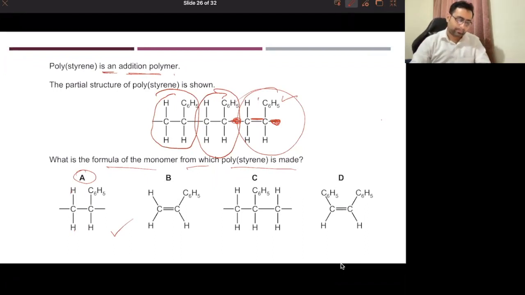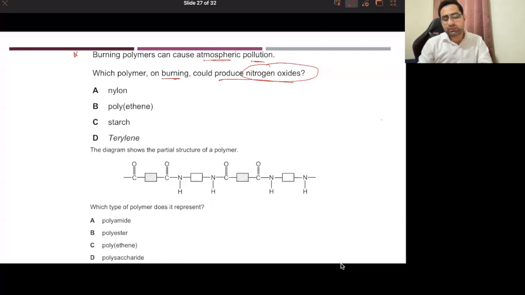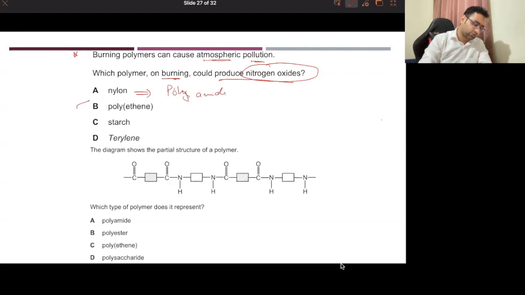Now, burning polymers can cause atmospheric pollution. Which polymer on burning could produce nitrogen oxide? The one which has a nitrogen atom will produce nitrogen oxide gas. Nylon has an amide linkage. This is a polyamide, and the rest of the polymers do not have any nitrogen, so they will not release any nitrogen dioxide gas. So nylon has nitrogen, so it will release nitrogen gas.